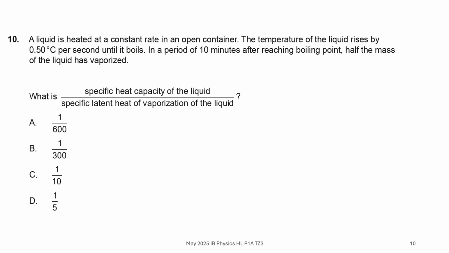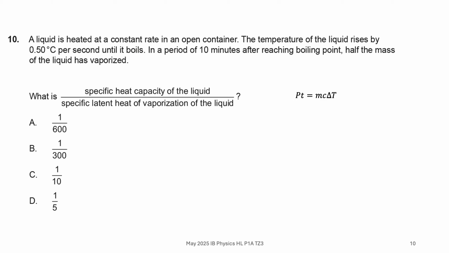Okay, so we've got a bit of information here. There's quite a lot going on here. Firstly, we've got the usual process. The temperature's rising by 0.5 degrees per second, and then we're boiling it and half of the mass has vaporized. So we want to know the specific heat capacity of the liquid divided by the specific latent heat. Let's have a look then.